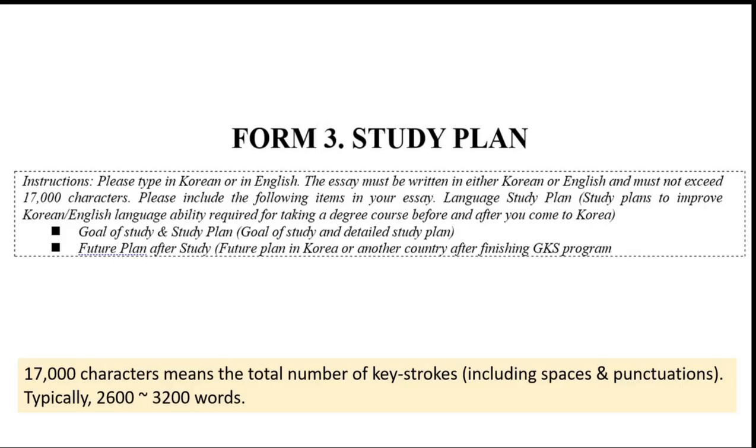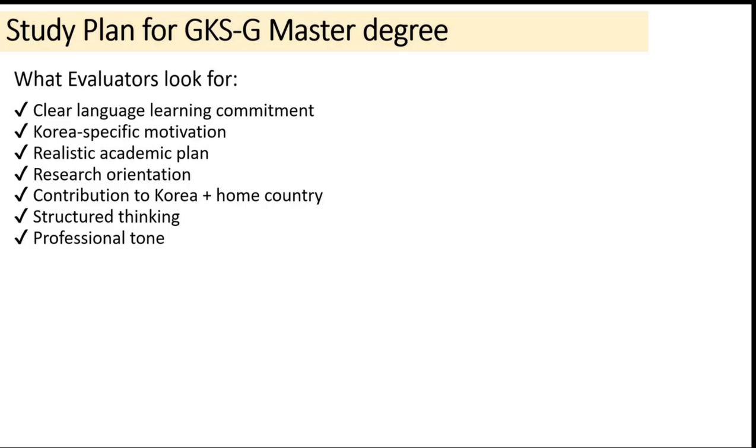As I mentioned in the previous video on how to write a personal statement, 17,000 characters means the total number of keystrokes, including spaces and punctuation marks, should be 17,000. And this is typically around 3,000 words in English. So before I break out from this PowerPoint presentation and take you through a real life example of a study plan for GKS, let me tell you something.